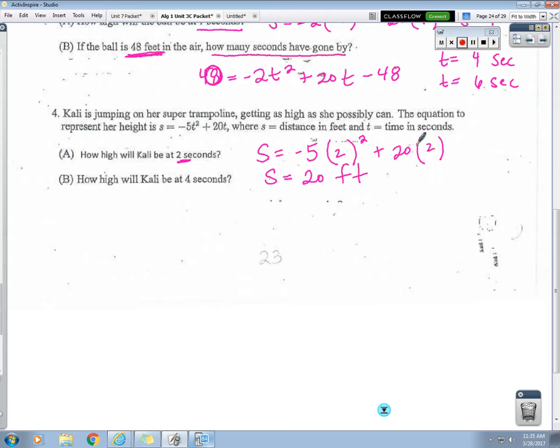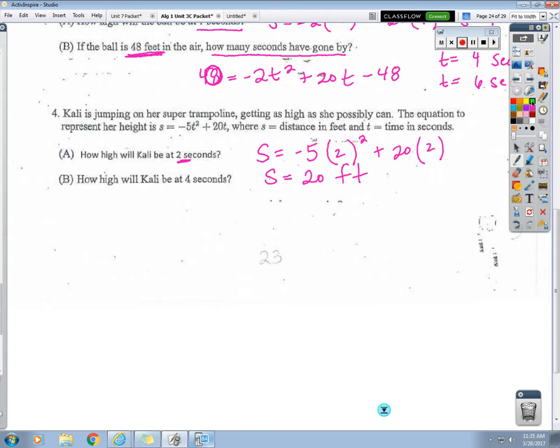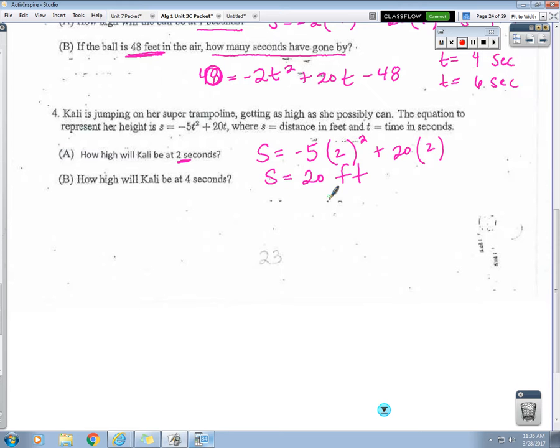This must be some super trampoline. Must be like a circus trampoline. Okay, S equals negative 5 times t squared plus 20t. This time they want to know how high she'll be after 4 seconds. What does that mean? That means 4 seconds later she's back on the trampoline. Okay? Alright, turn to page 24.